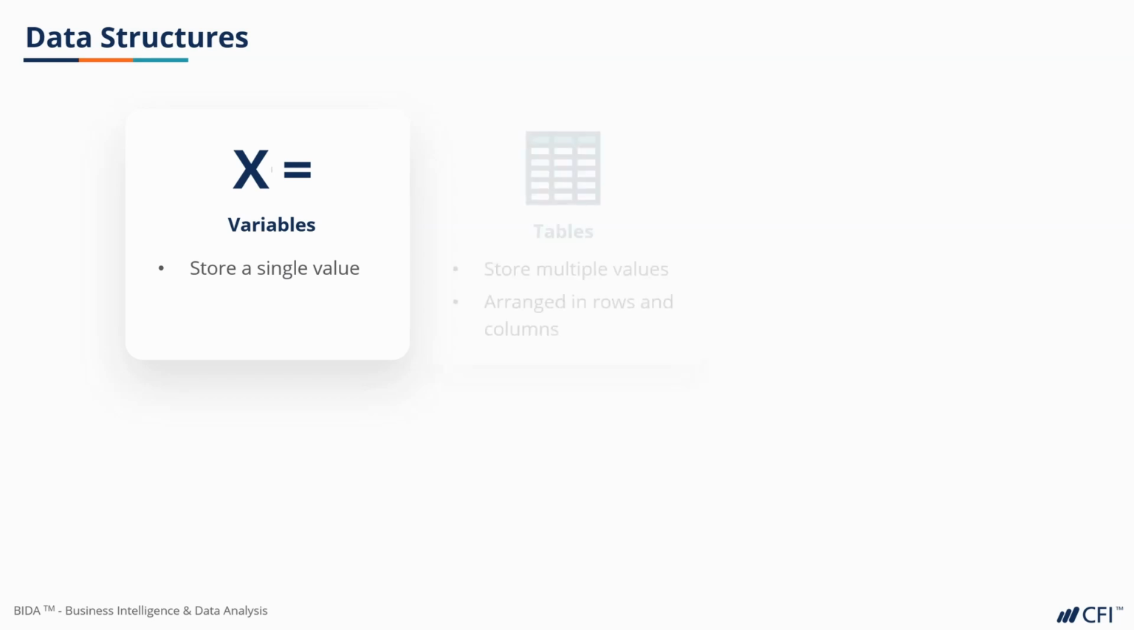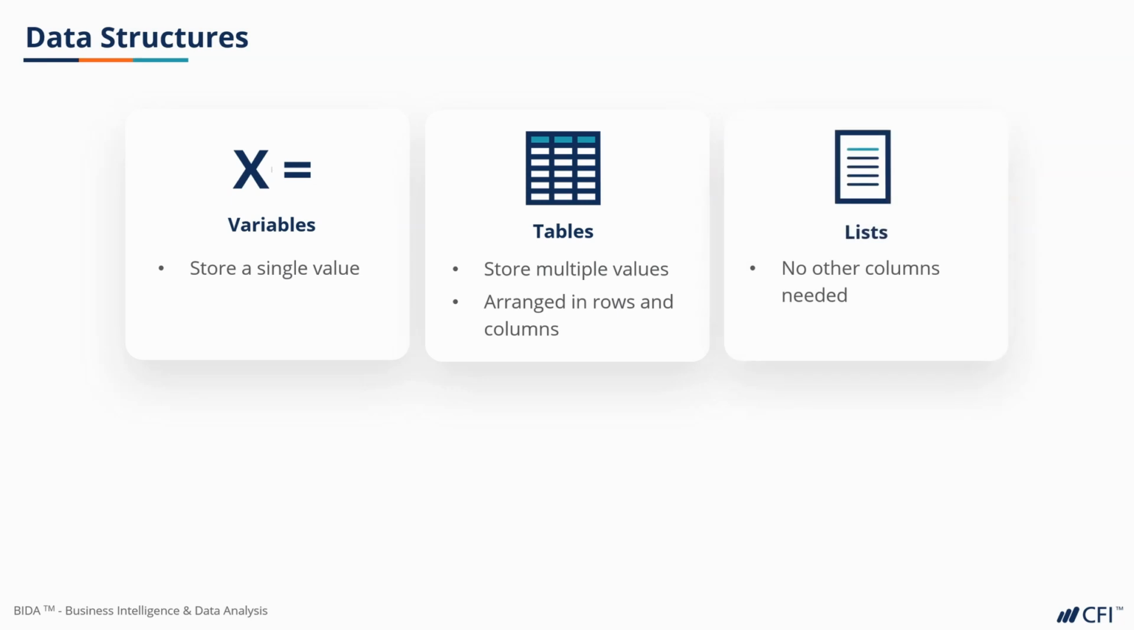You'll also be familiar with a table, which can contain multiple values. Tables are arranged in rows and columns. Usually the columns of a table are related to each other. For example, we might have an order ID and an order amount. Next we have a list. And in simple terms, you can think of this as a single column table. But in the case of a list, we don't need any other columns to explain it. For example, a list of dates.